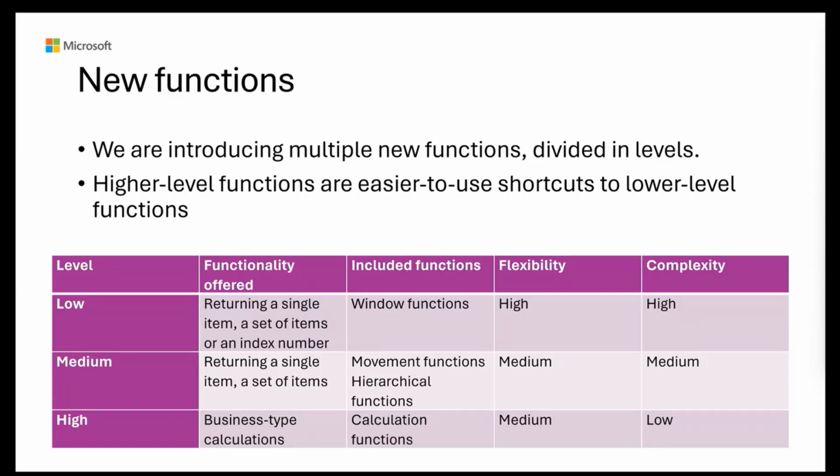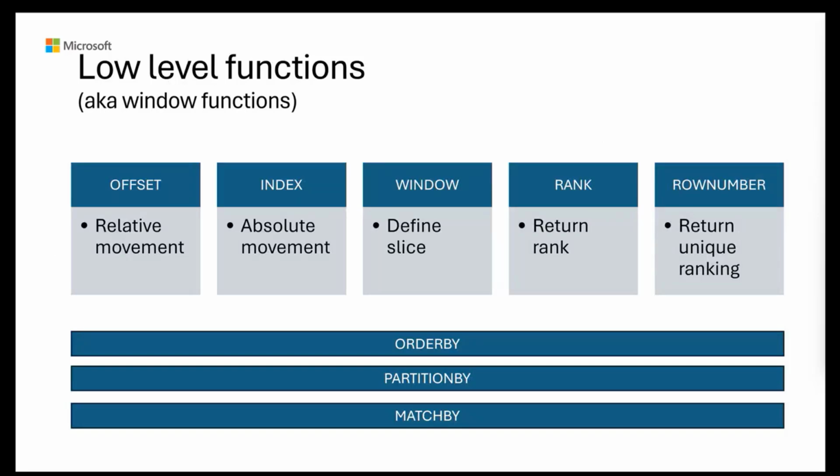You might already know them. You can use them in measures and calculated columns. And then medium and high are visual calc specific. Low level: offset, index, window, rank, and row number. I'm not going to talk about all of those.